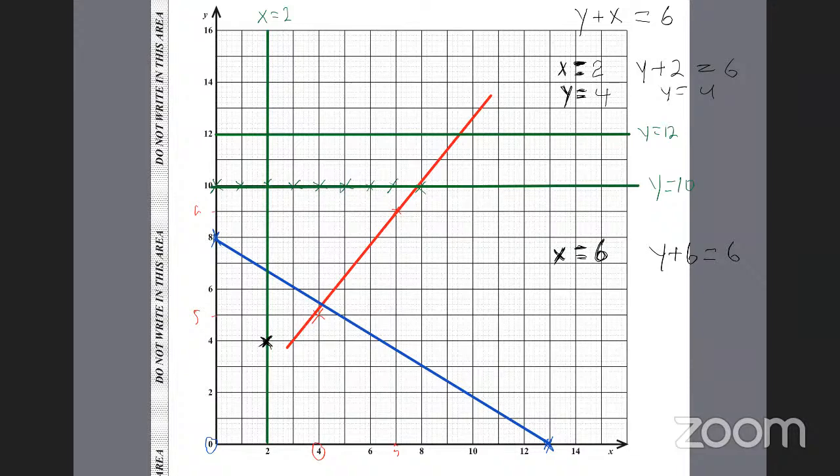Let's check. Now, Y plus 6 is equal to 6. Carry across this 6 and we'll get Y is 6 minus 6. So Y is 0. So when X is 6, Y is 0. So that will be right here. Now I have 2 points. I could stop. I don't need any more.